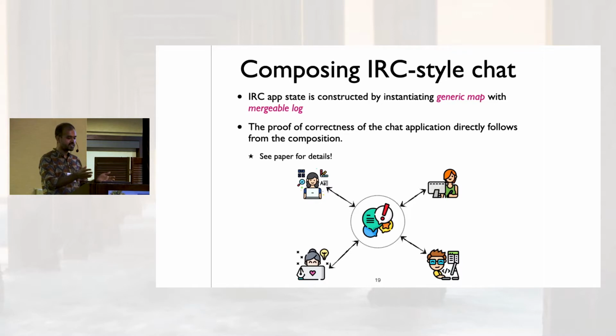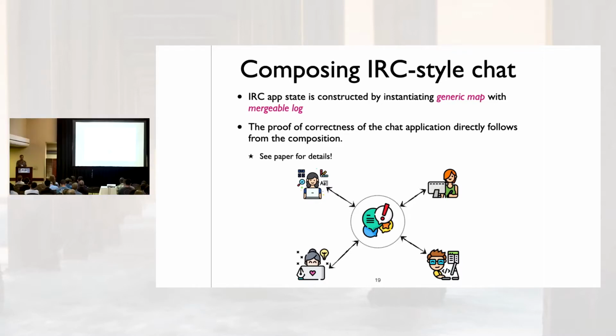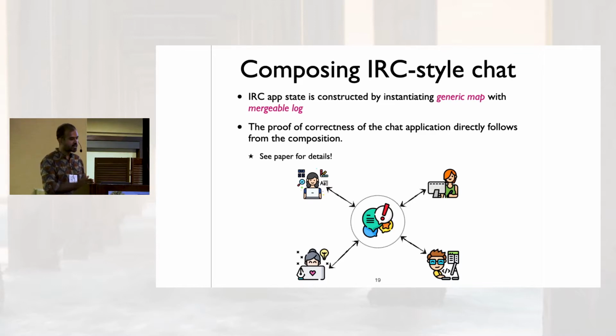And you can construct this app by taking your mergeable log, instantiating your generic map with that, and then you're done. Essentially, the proof of correctness of the chat application follows from the composition, right? The details are in the paper. I would encourage you to have a look.